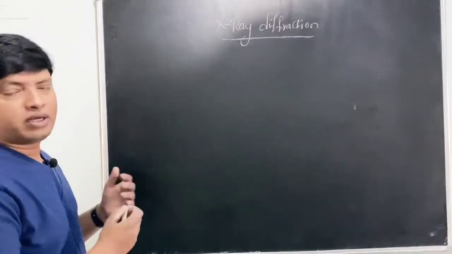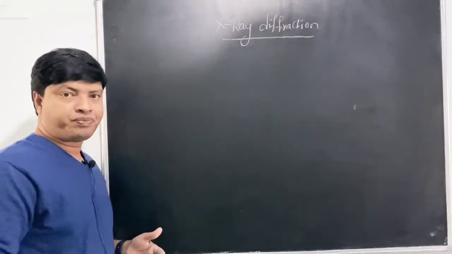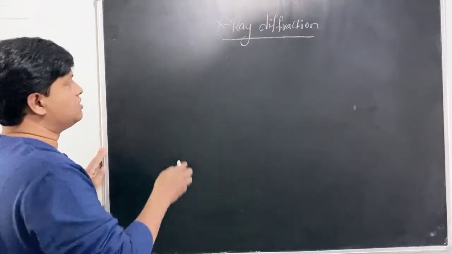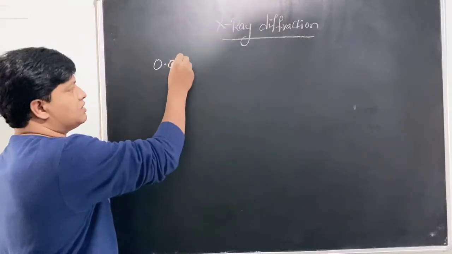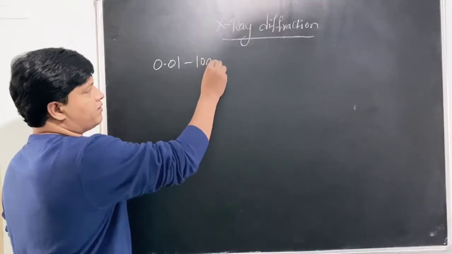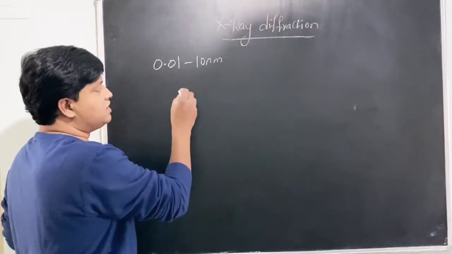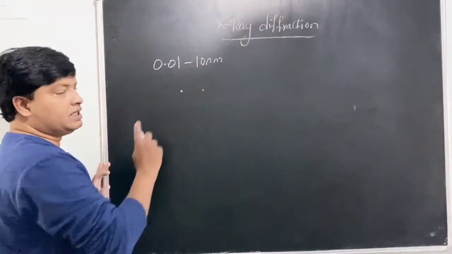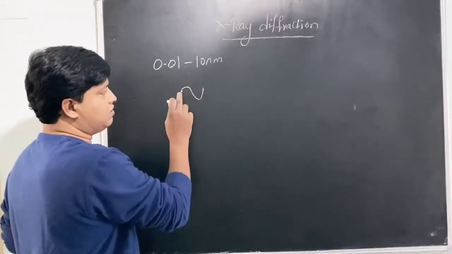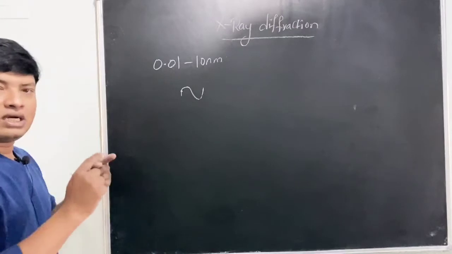Before that, you can ask me, sir, we can use other electromagnetic radiations like UV, IR, visible, etc. Why not those? Why this X-ray? The reason is X-rays are electromagnetic radiations which have a wavelength of 0.01 nanometer to 10 nanometer. So the wavelength of X-ray is equal to the interdistance between two atoms. So the wave of X-ray will sit between the distance between the two atoms.